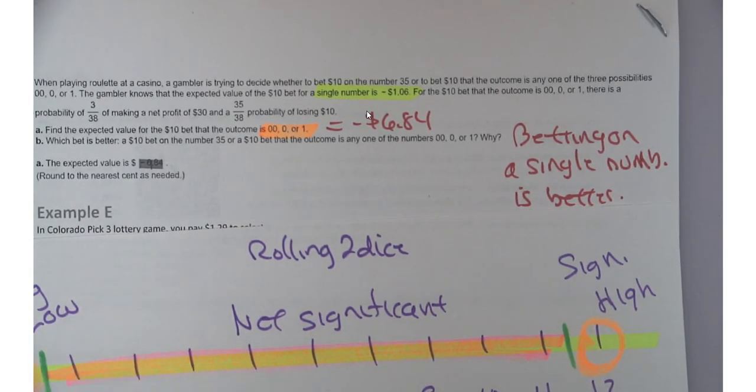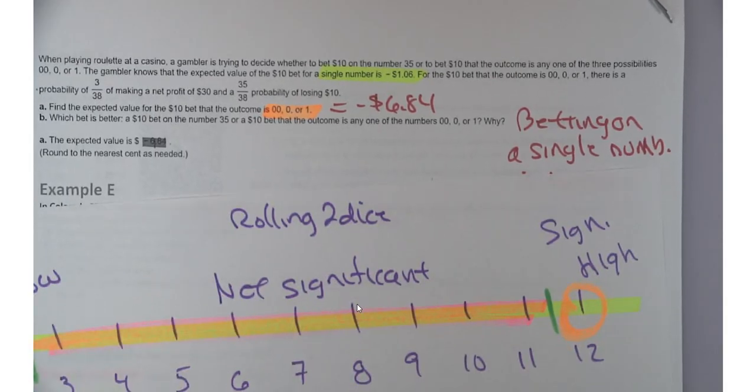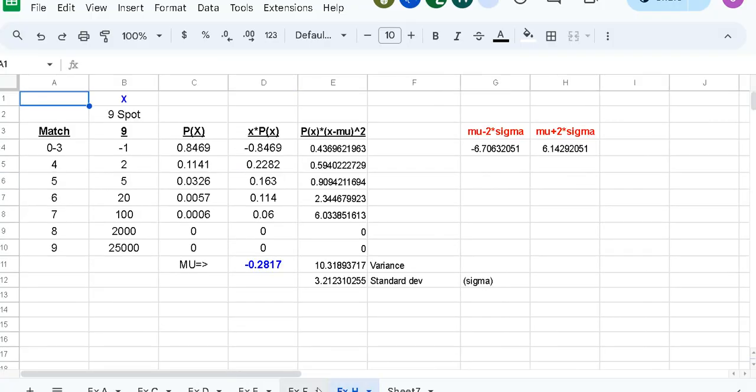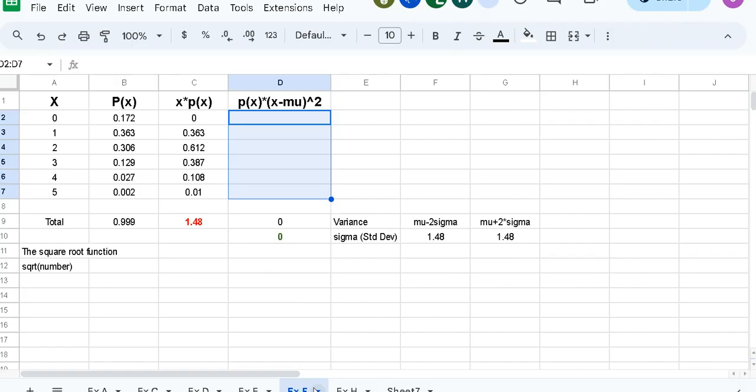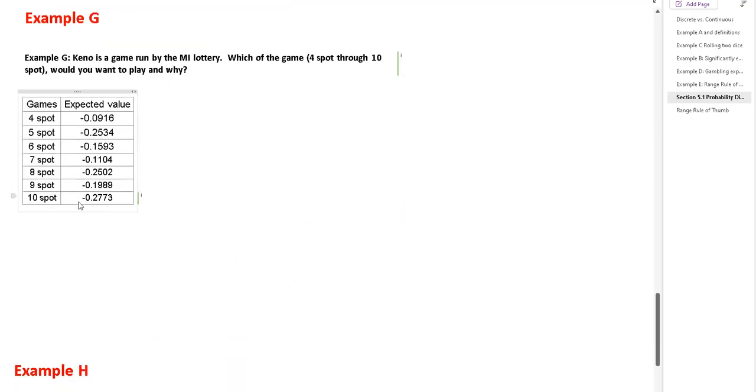Keeping that example in mind, I believe I've got another, I think it's example G. Let's see, is it example G or H? Yeah, it's example G. Let's just turn to it this way. And let me see if I can make that a little bit bigger.